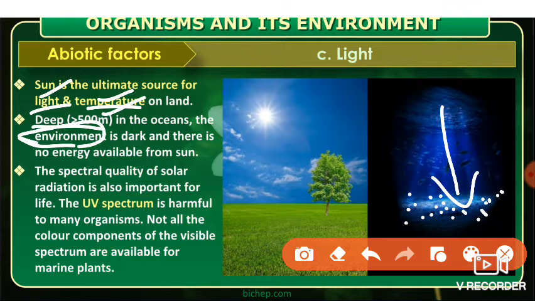Okay, and here the next point, the spectral quality of solar radiation is also important for life. Whatever radiations we are getting from the sun are also very important. We need only some limited radiations from the sun. We are getting a lot of different varieties of radiations. Some of them are harmful, some of them are beneficial. You can take the example of the UV spectrum. It is very harmful.